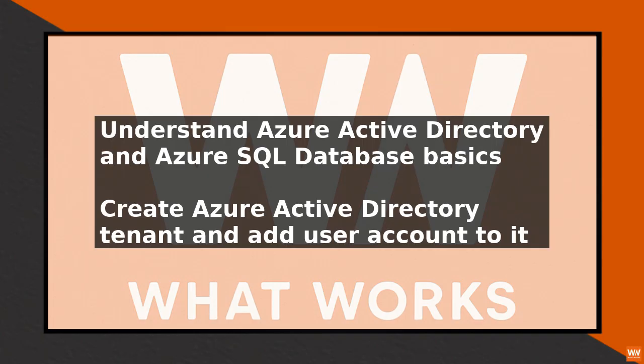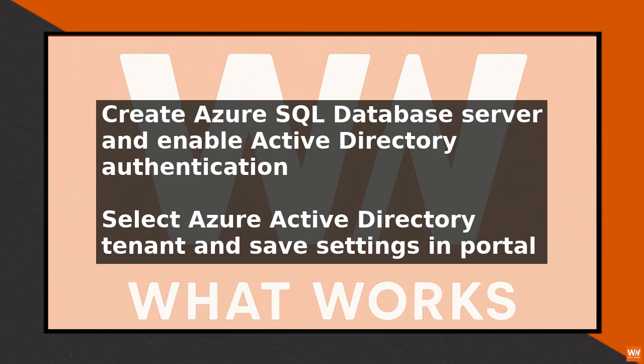Next, create an Azure SQL database server and enable Active Directory authentication. To do this, navigate to the Azure portal, select your SQL server, and click on Active Directory Admin. Then, select the Azure Active Directory tenant you created earlier and click Save.